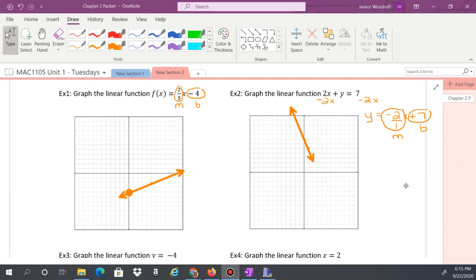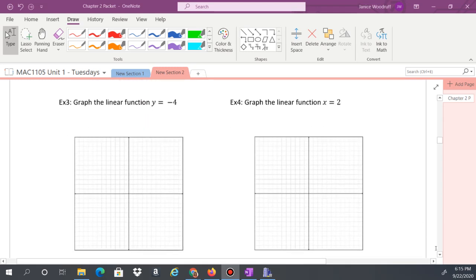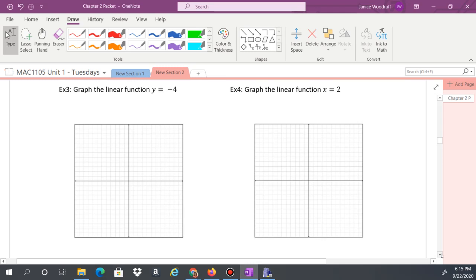All right, your special functions, think about the slope. These are your special functions. So y equals negative 4, find that on the y-axis. It's right here. There's the point negative 4. It has to go through that point. This is the point 0, negative 4, if I'm drawing the ordered pair for that.